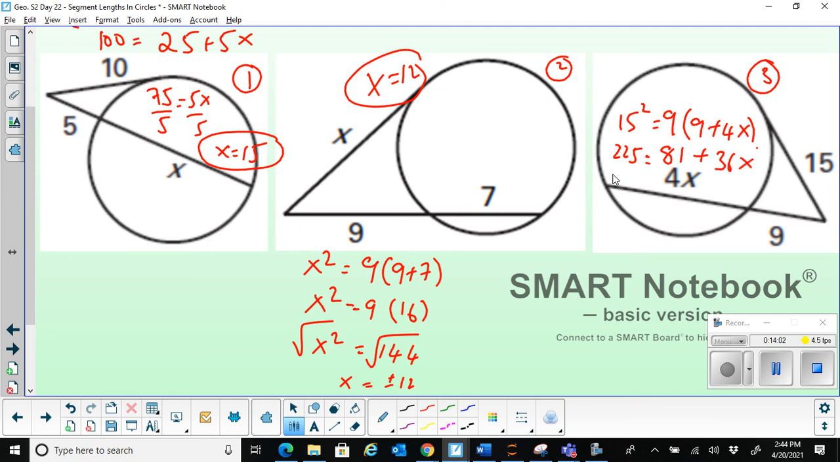Subtracting 81 from both sides, I will have 144 equals 36x. Dividing by 36 on both sides, I get x equals 4.